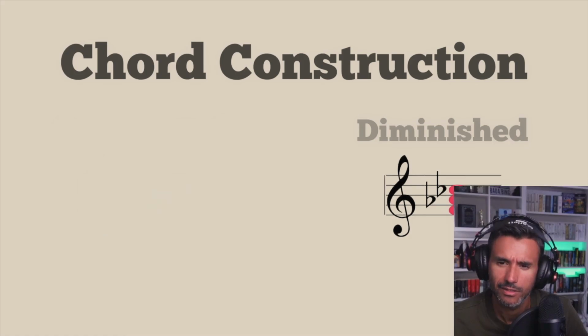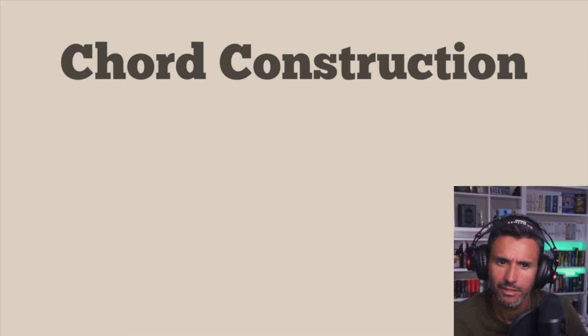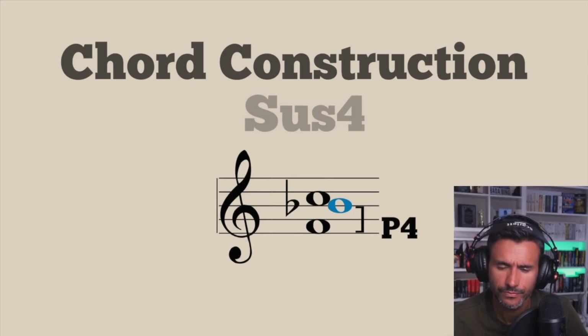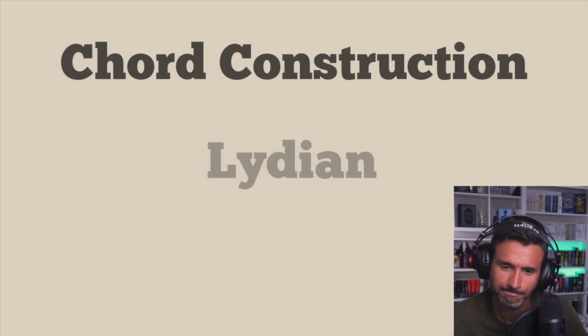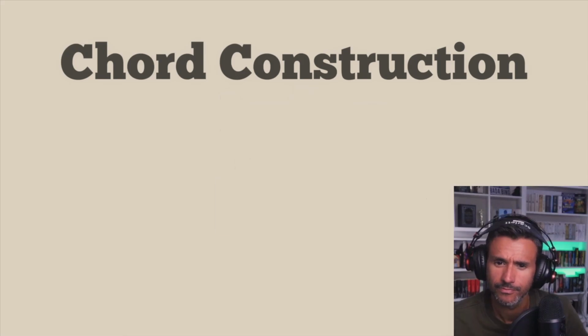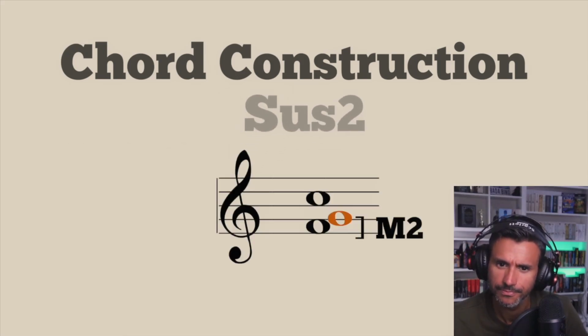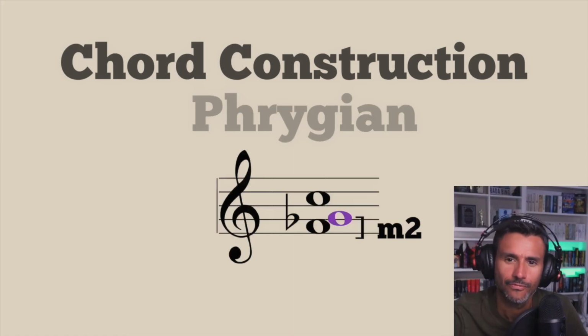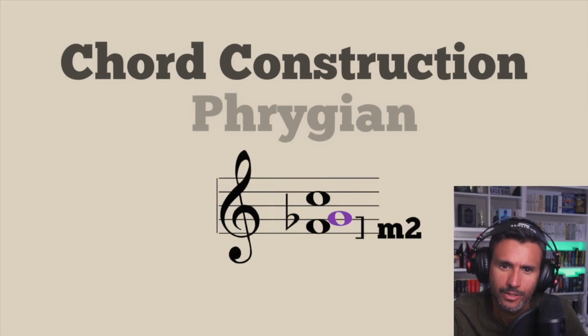There are also a set of triads where the middle note of the chord is altered in some way. The first of these is a suspended 4 triad. That is a perfect fourth interval with a major second interval on top. Next is the Lydian triad, which has an augmented fourth interval with a minor second on top. We also have the suspended 2 triad, which is a major second interval on the bottom and a perfect fourth interval on top. And lastly, we have the Phrygian triad, which is a minor second on the bottom and an augmented fourth on the top.